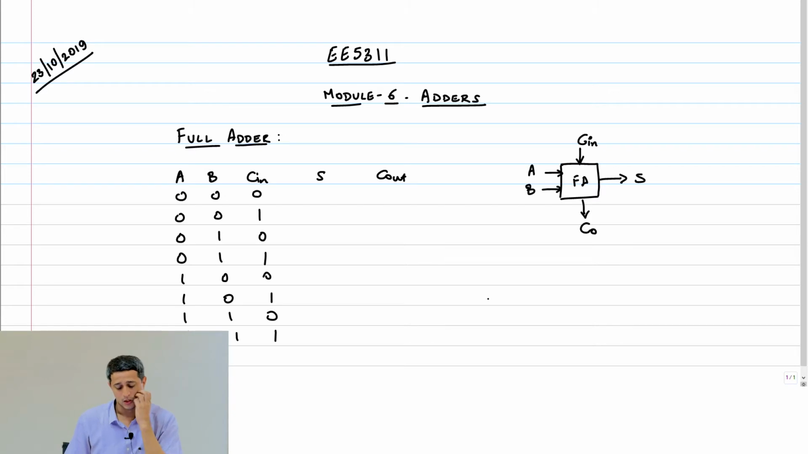Okay. So what is the sum? It's essentially just A XOR B XOR C, right? So this is basically 0, 1, 1, 0. So if there are even number of ones, you get 0, right? And if it's an odd number of ones, you get 1. 1, 0, 0, 1. What about carry out?